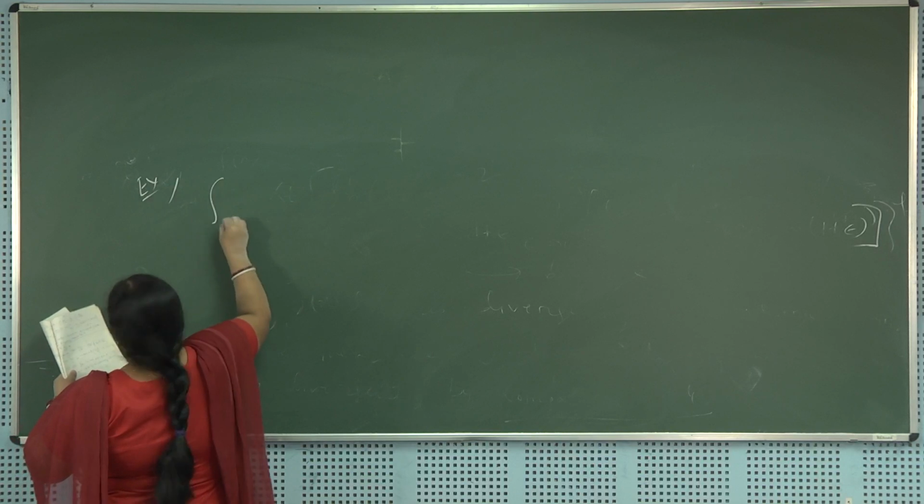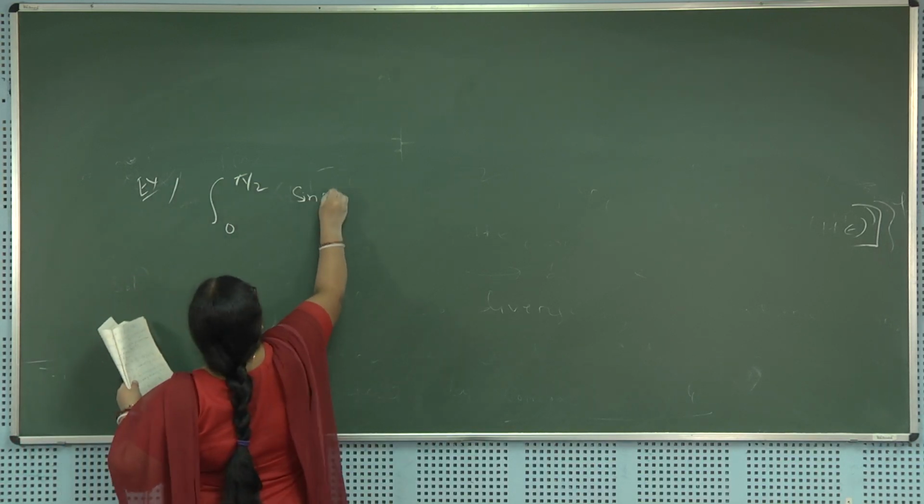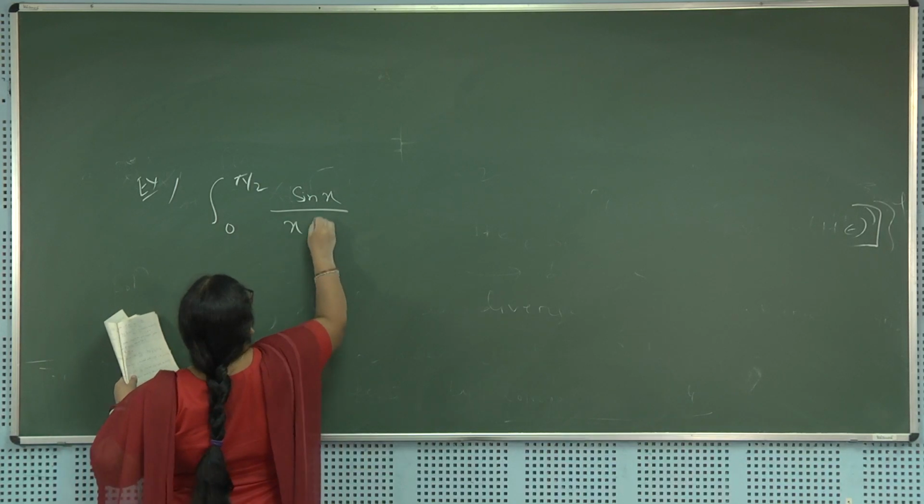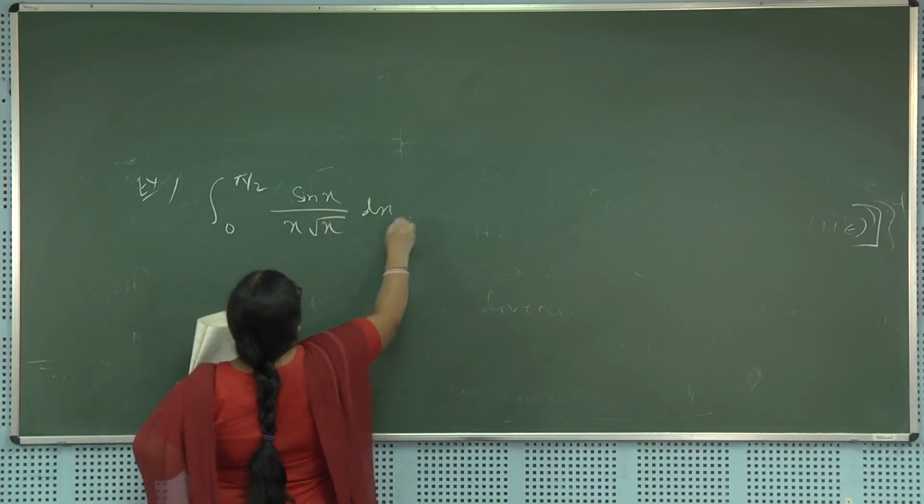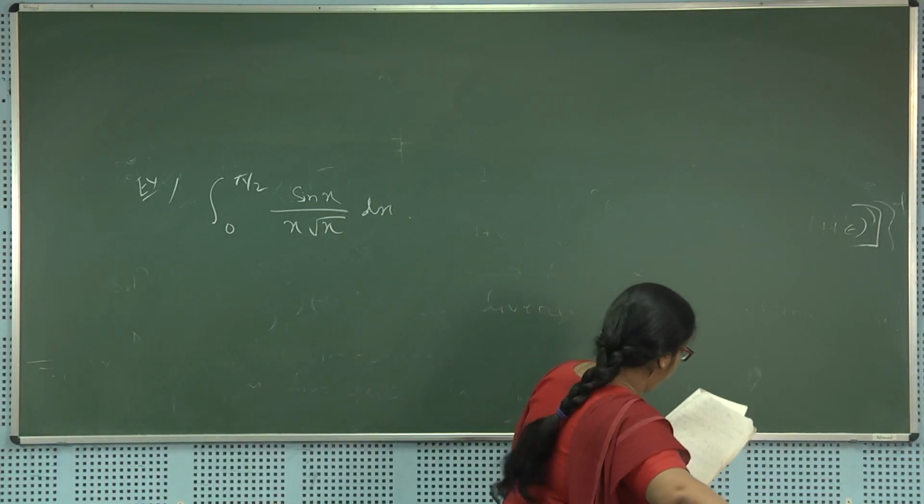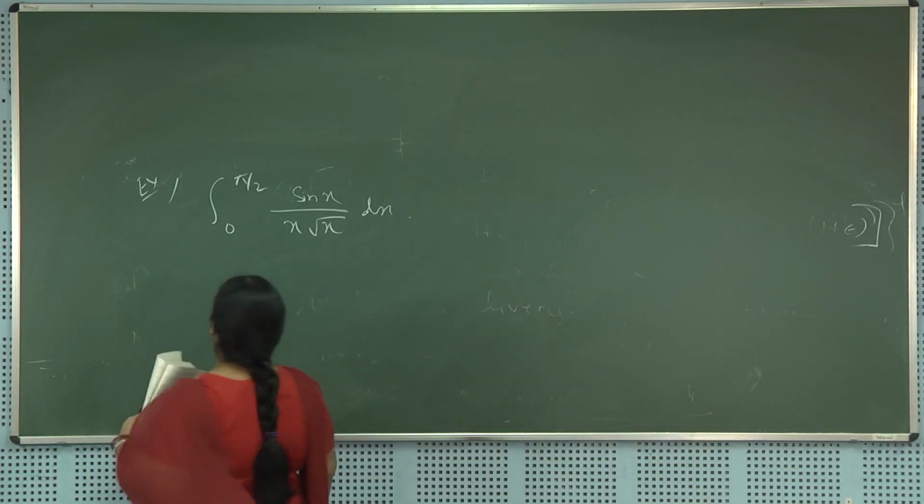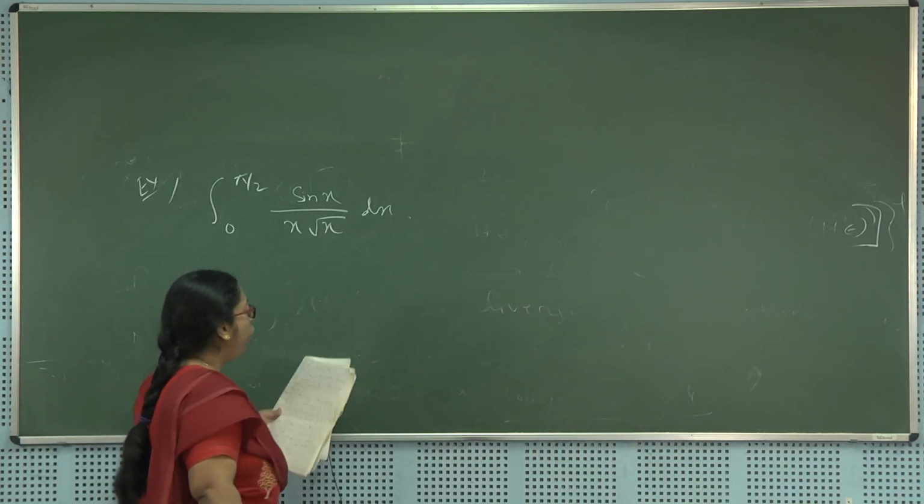Integral 0 to pi by 2 of sin x upon x root x dx. So, this you can try to do by comparison test 3, that is by showing an inequality f x is less than or equal to g x, or you can do it by limit also.